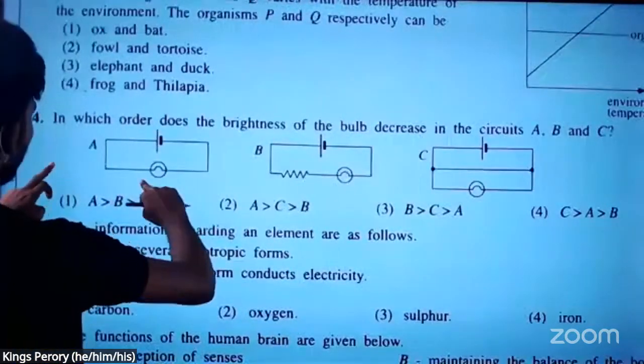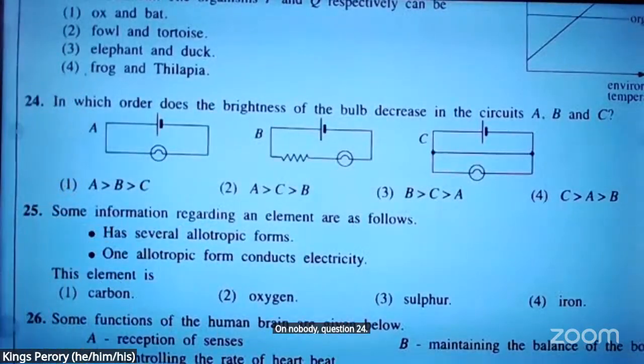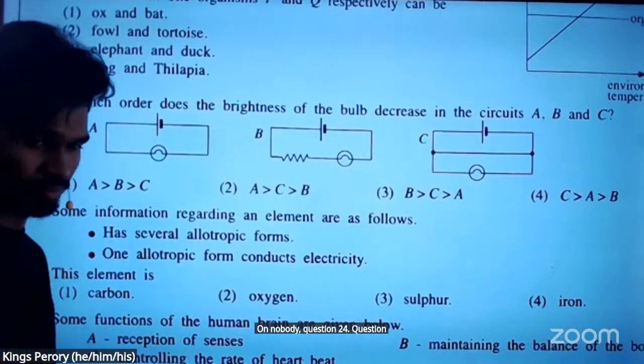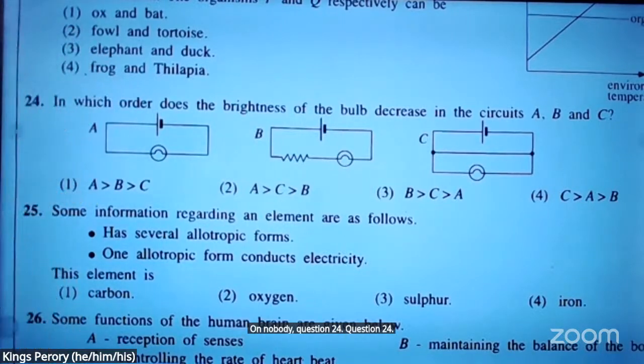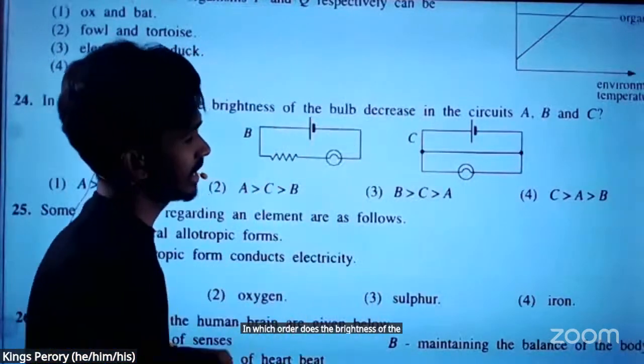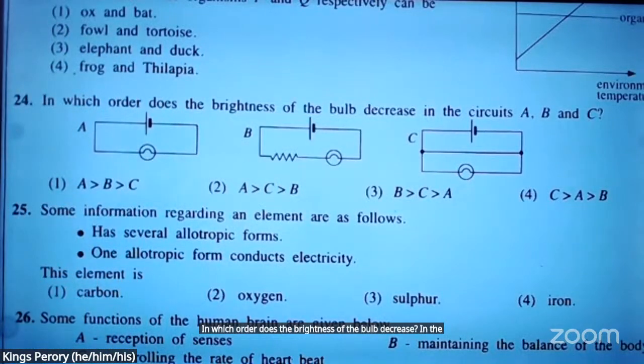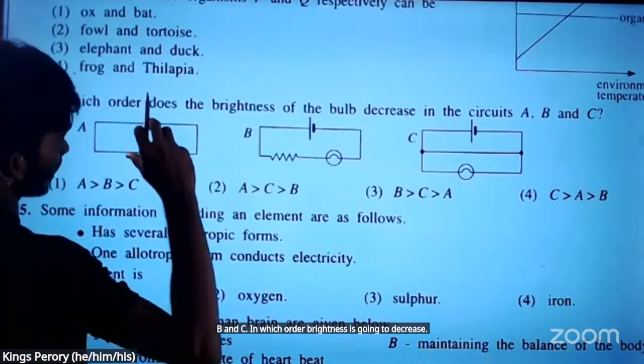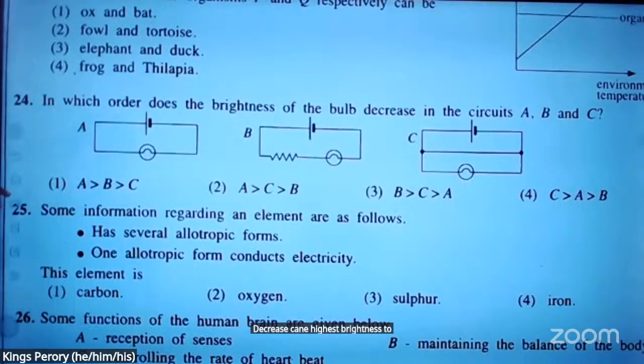Question 24. In which order does the brightness of the bulb decrease in the circuits A, B, and C? In which order is the brightness going to decrease, from highest brightness to lowest brightness?